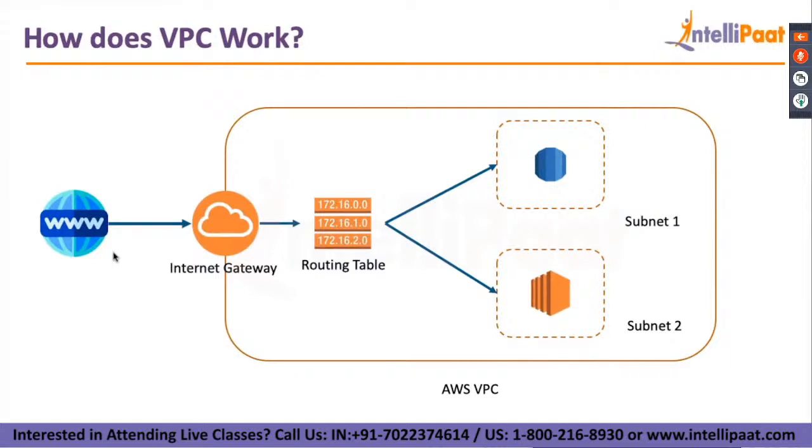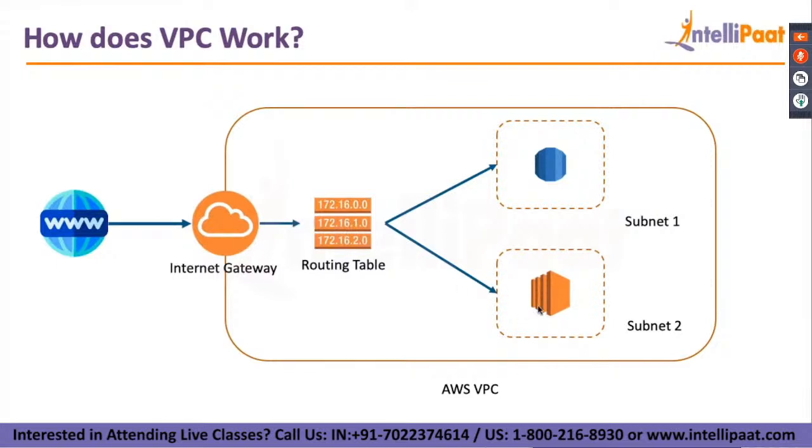Okay, now let's say the internet has to reach this machine which is in subnet 2. The way it is going to work is, first the request is going to come in from the internet gateway. From the internet gateway, the request does not know how to reach the machine. So what it will refer to is something called a routing table. So in the routing table, you will have all the details with respect to how you can reach the resource. So this resource will basically have a private IP address, right?